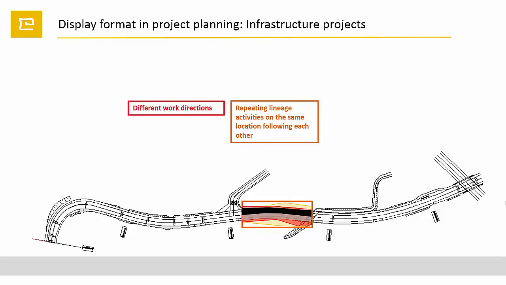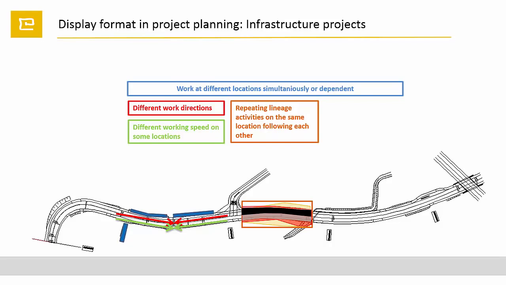Another location condition is that you may have to work in different directions. That can be caused by access, logistics or organizational issues. On some sections, you may have different working speeds. That can be caused by elevation, material, machine or access width and quantities on that location. Very often you have to work on different locations at the same time or dependent on each other.